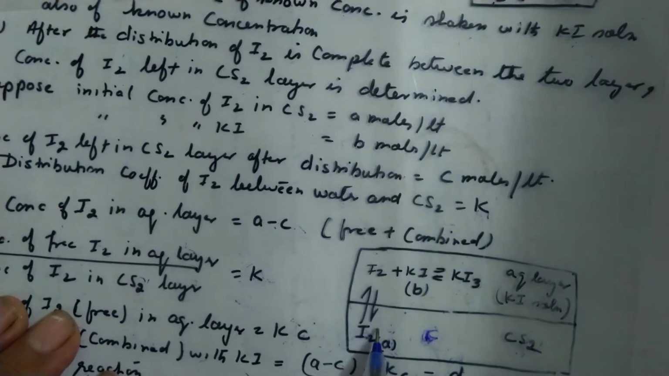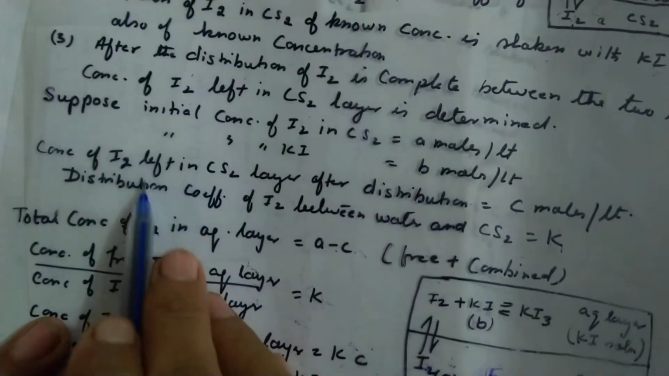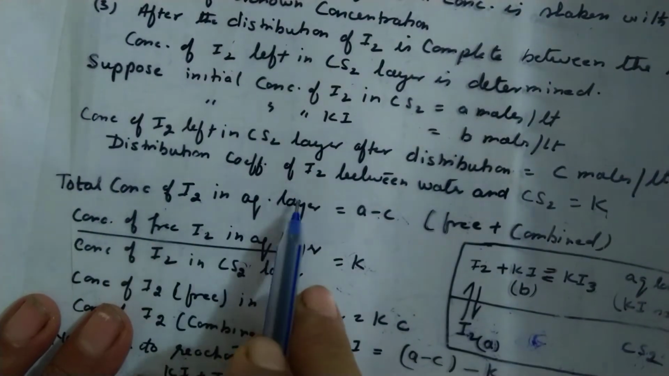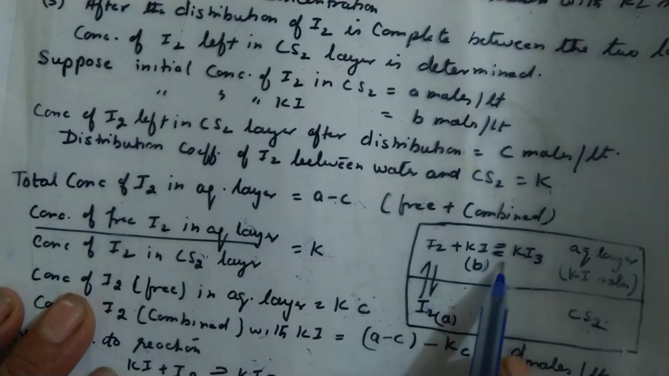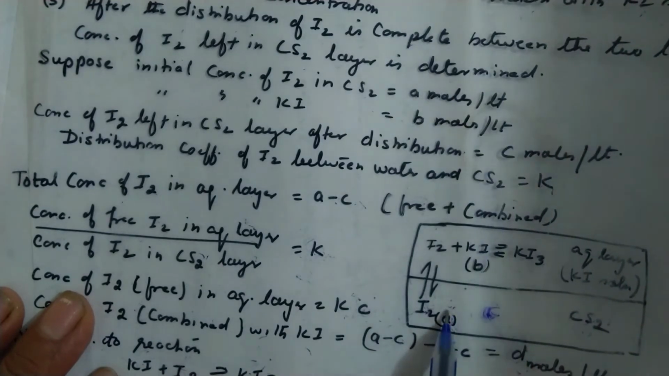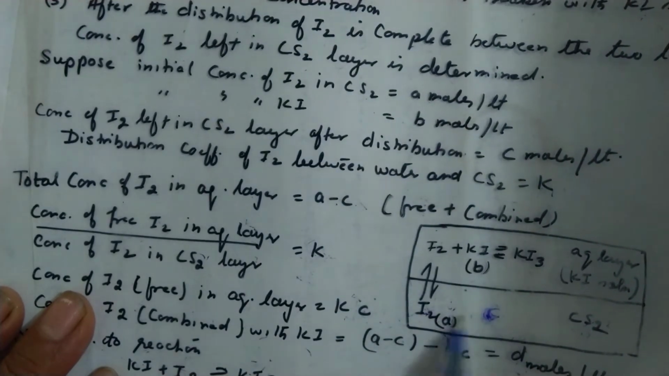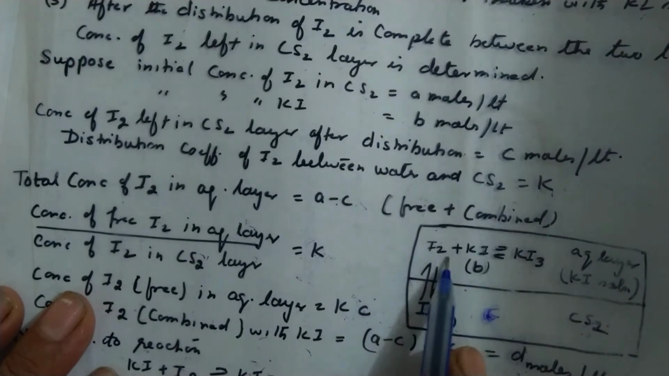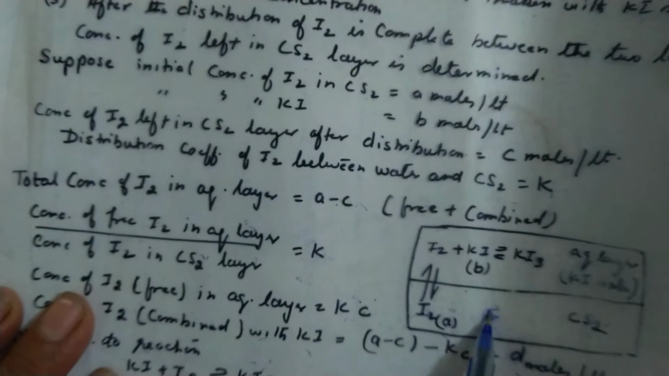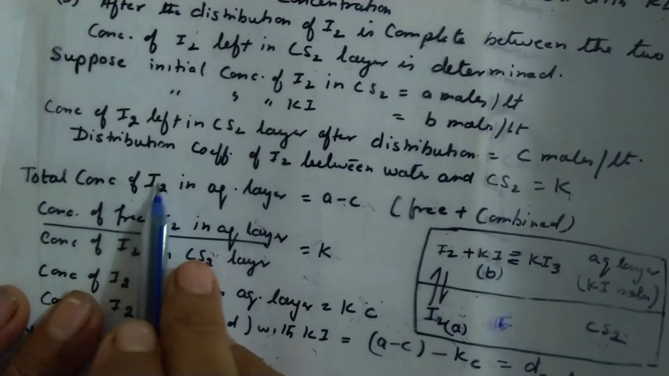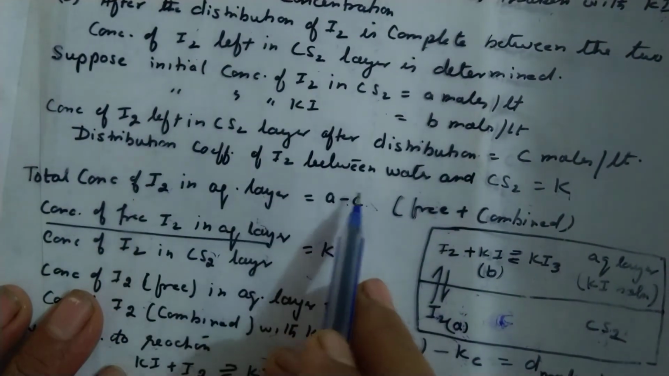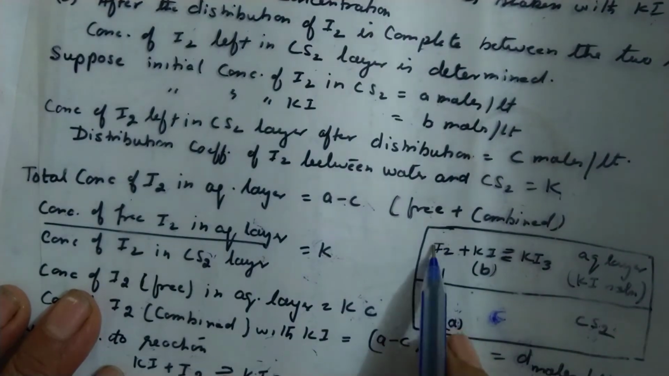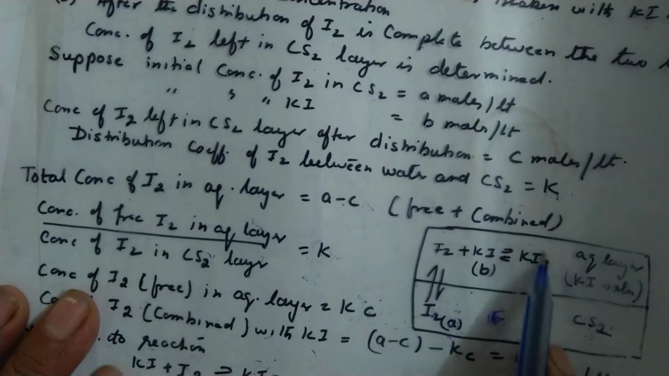Now I have to know what is the concentration of iodine in the aqueous layer. You have taken A moles of iodine. Now what is left is C. So what is the concentration of iodine in water? A minus C. So the concentration of iodine in the aqueous layer is A minus C. This A minus C includes free iodine and combined iodine.